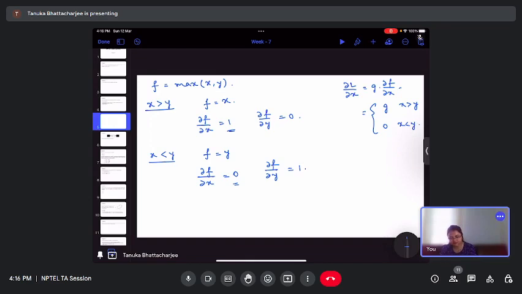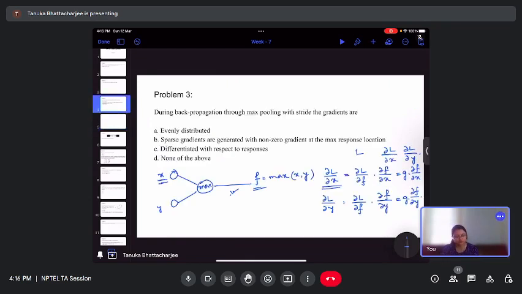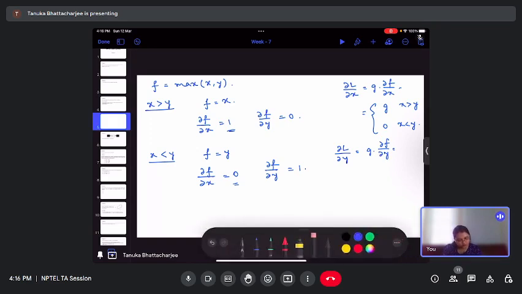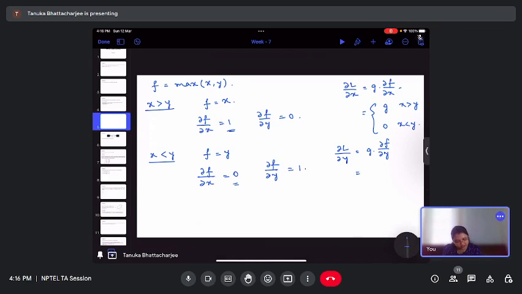Similarly, for y also we can compute. So, our del L del y was g into del f del y. Similarly, we can put the values of del f del y for the two conditions. So, we will get this is 0 when x is greater than y and g when x is less than y.